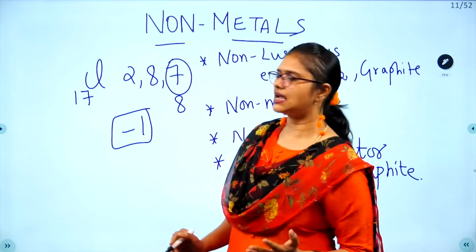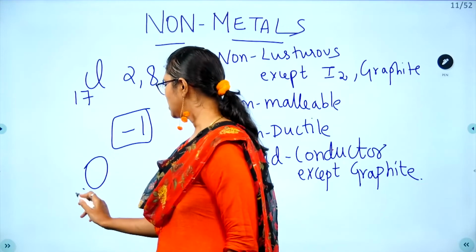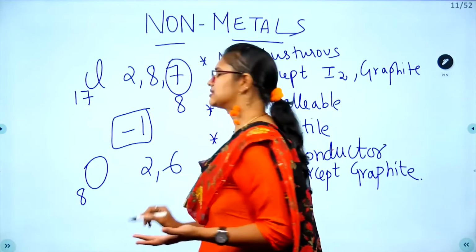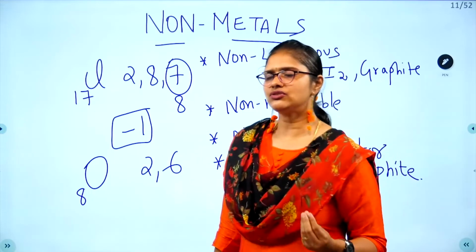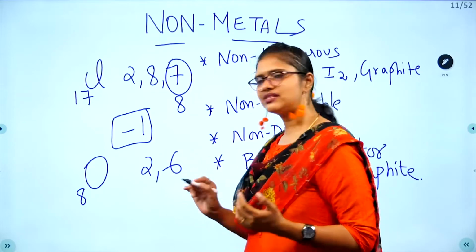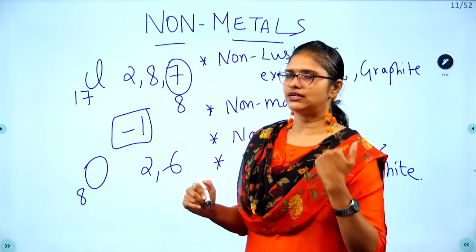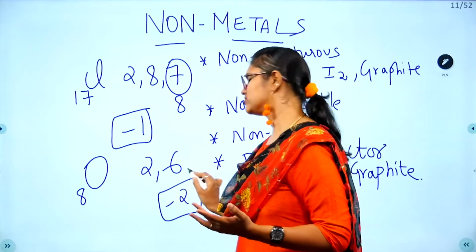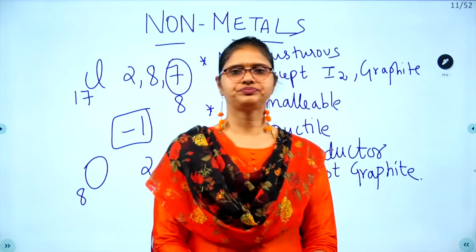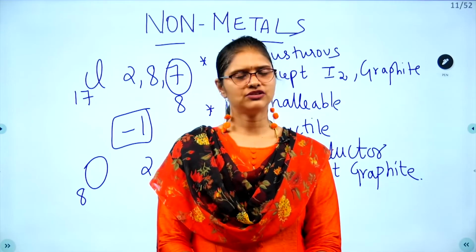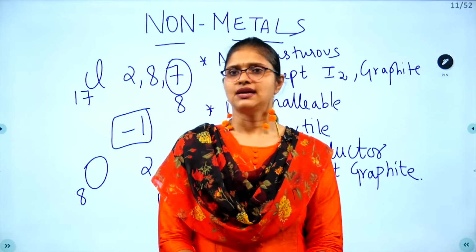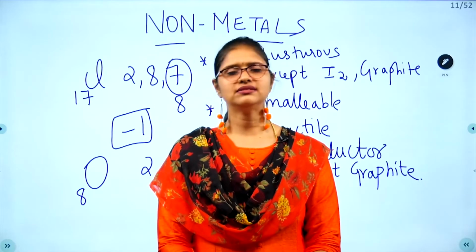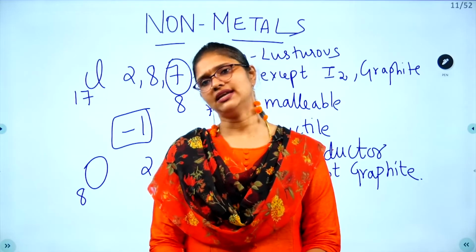Let us take another example, oxygen. Oxygen's atomic number is 8. So what is the configuration? 2, 6. You know very well that when it reaches octet it is stable, but you have 6 here, right? So it accepts 2 electrons in order to attain octet, therefore the valency of oxygen is -2. Alright, understood guys? So non-metals are non-lustrous, non-malleable, non-ductile, bad conductors, and they generally gain electrons.